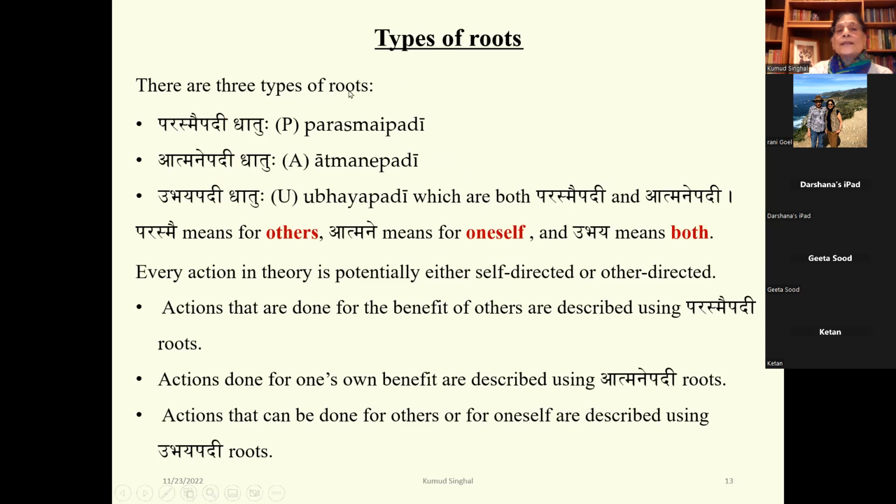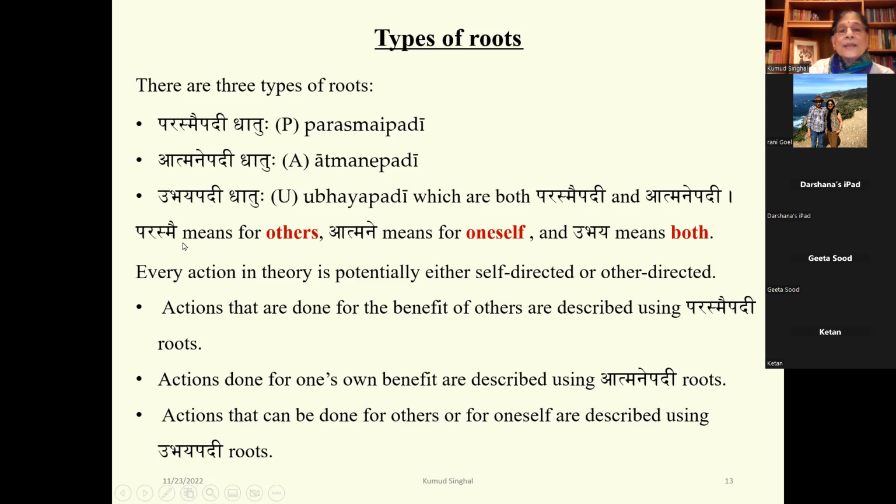So the types of roots. There are 3 types of roots. They are called parasmai padi dhatuhu, denoted by the uppercase letter P, atmane padi dhatuhu by A, and ubhaya padi dhatu by U, which are both parasmai padi and atmane padi. So what do these dhatus mean? This is an important slide. I will go over it a couple of times because this is all very new.